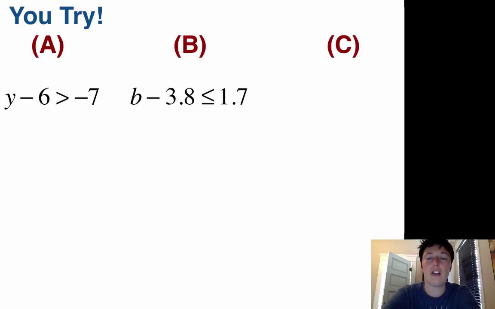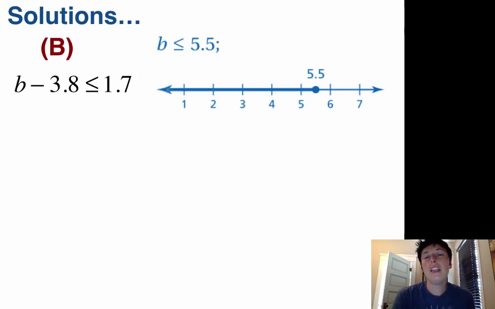Okay, let's check your answer. So you put your line down the middle, you solved, you should have got b is less than or equal to 5.5, which means on your number line you have a solid hole at 5.5 and you've shaded to the left of your number line. You have it nice and dark and shaded with a big arrow, and that's your solution.